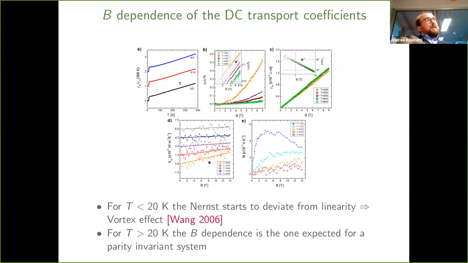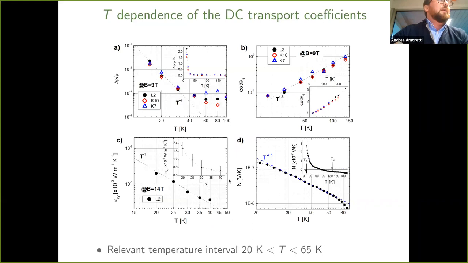So the first thing we did was to characterize the magnetic field dependence and temperature dependence of the transport coefficients, and find the proper interval in which we can be sure that there is only one mechanism appearing in the system. The critical temperature for this system was around 11 Kelvin, but we found that we couldn't go beyond 20 Kelvin, because the Nernst coefficient, which is expected to depend linearly on the magnetic field, was deviating beyond 20 Kelvin from the linear behavior, as you can find here in this picture. And this is typically known to be due to vortex effects. So basically what we said is that our data can be valid above 20 Kelvin.